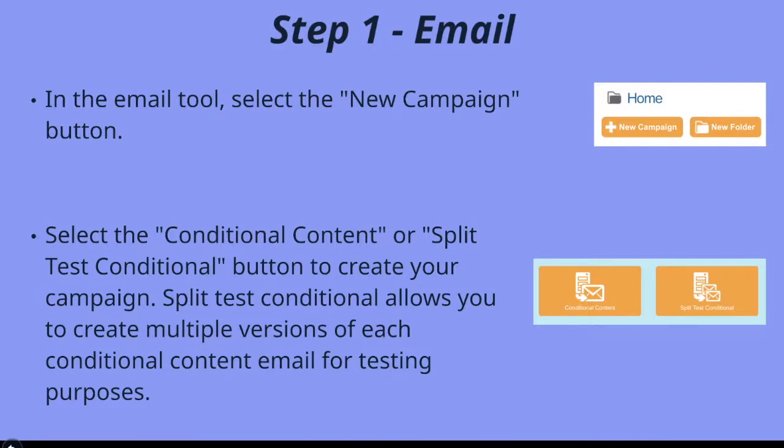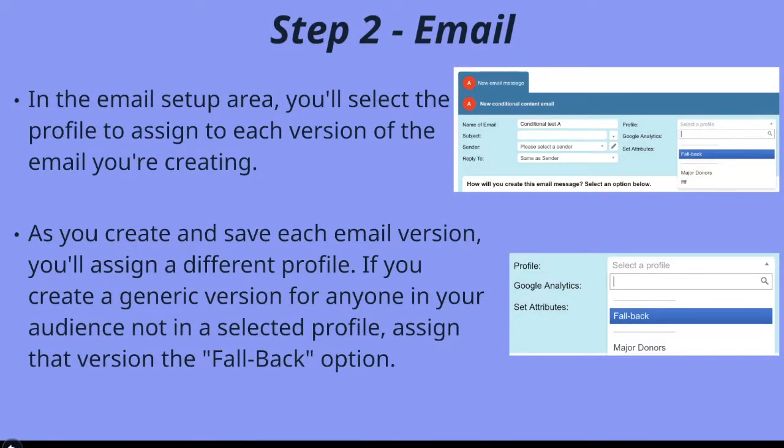Conditional content allows you to create multiple versions of an email and assign each version to a different profile. Split test conditional is the same thing, but you'll actually create different versions of each of those emails so that you can test things like subject line, email content, images, etc. In the email setup area, you'll select the profile that you're assigning to each version of the email that you're creating. So here's email A, and you'll see that there's a drop-down for profile where I can choose major donors as the profile assigned to this email. People in that profile will receive this version.